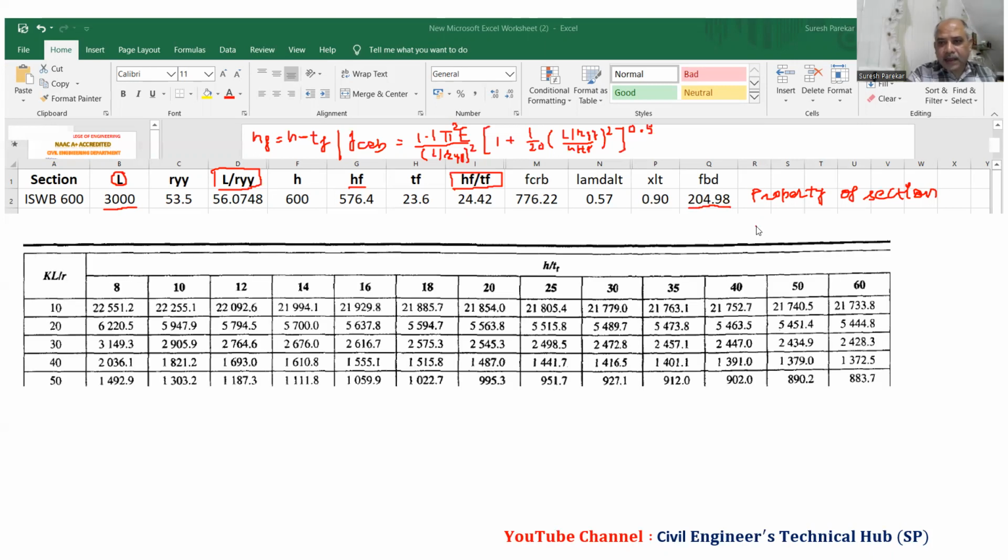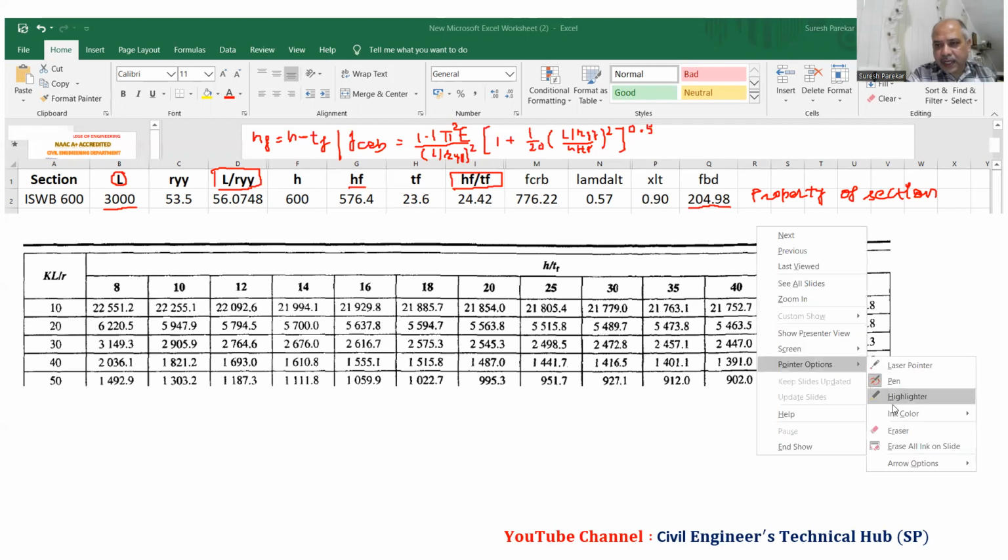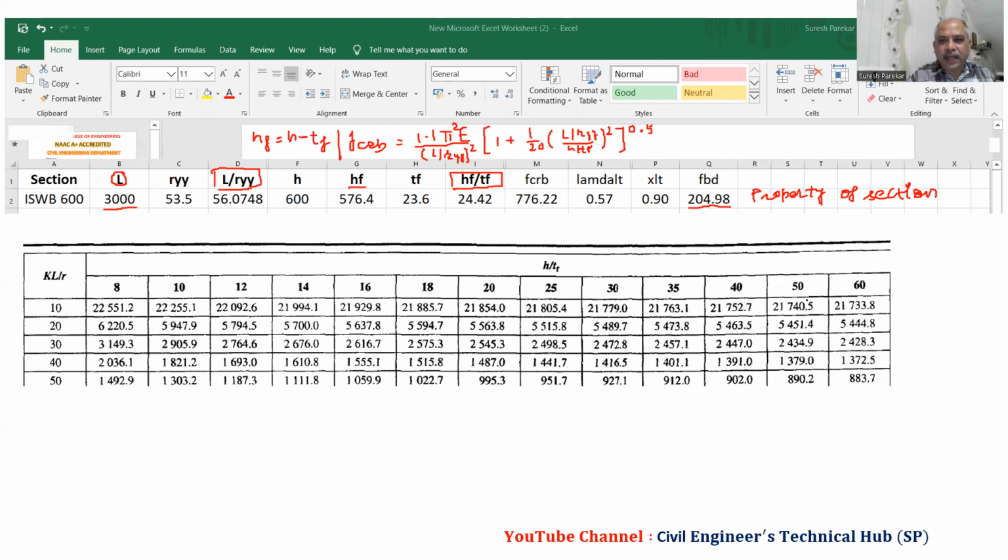Then you can see, in an examination we cannot go into detail like this. So how will we decide it first? That we are going to see over here. Now we know the value of L upon ryy. In the examination, how will we decide this? We will calculate L upon ry, which we have as 56, sorry. Then we have hf upon tf. This value we have is 24.42.